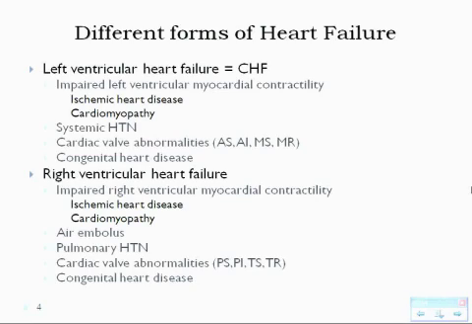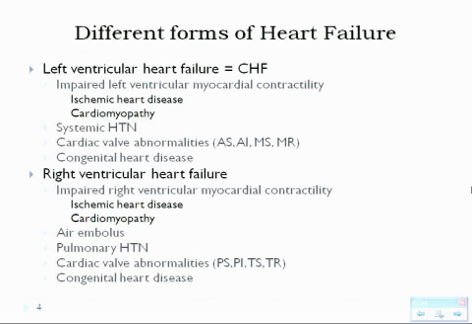With congestive heart failure, which is left ventricular failure, you get impaired left ventricular myocardial contractility. It could be from ischemic heart disease or cardiomyopathies, which we'll talk about in the next hour. It could also be from systemic hypertension, which can induce an acute left ventricular heart failure. Patients that have cardiac valve abnormalities, usually of the left heart, such as AS, AI, mitral stenosis, or MR, may develop left ventricular heart failure. And then, of course, different forms of congenital heart disease, such as ASDs, VSDs, or some kind of valvular problem associated with congenital heart disease, can induce a left ventricular heart failure.